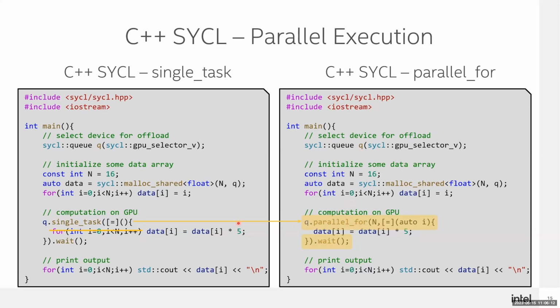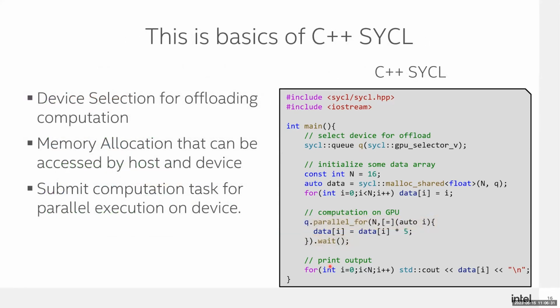So this is mainly what your SYCL program will look like. Most of your code will have these three components, right? The device selection, the memory allocation, and then submitting the kernel. If you know these three things, this will mainly enable you to write a SYCL program and start offloading your code to GPU. So this is all you would need to know to accomplish that.